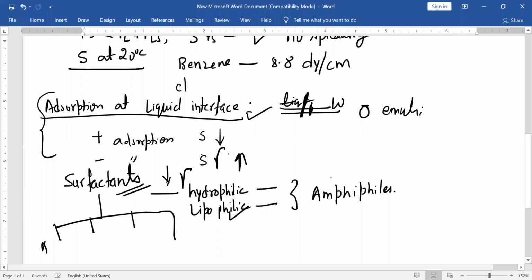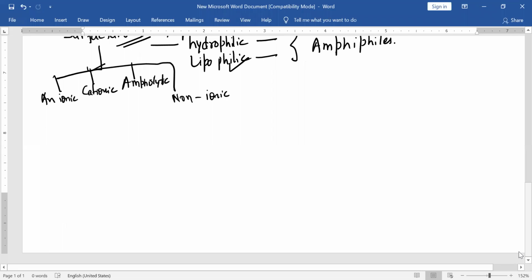Now surfactants are categorized into four categories. Number one is anionic, second is cationic, third is ampholytic, and fourth is non-ionic. So there are four types of surfactants. Let's discuss them one by one. Number one is anionic.